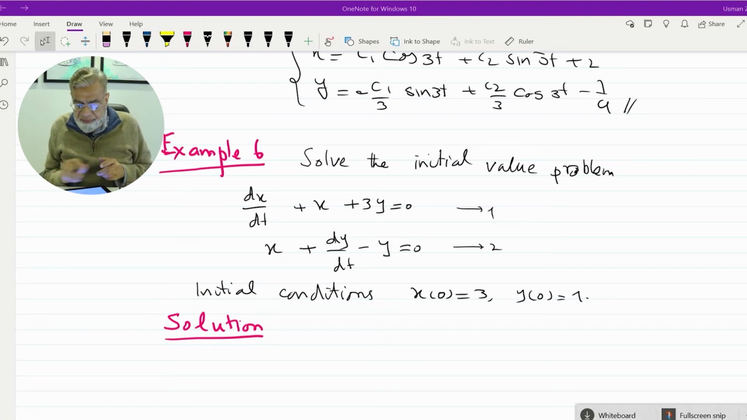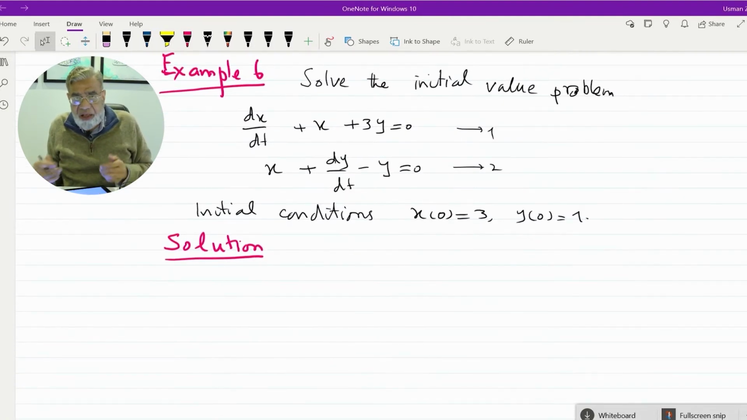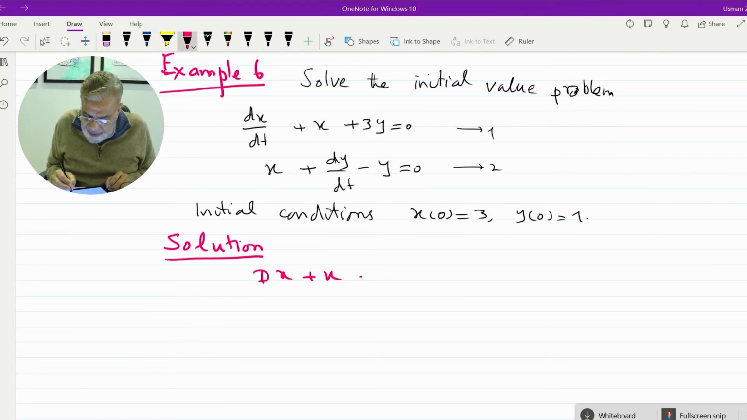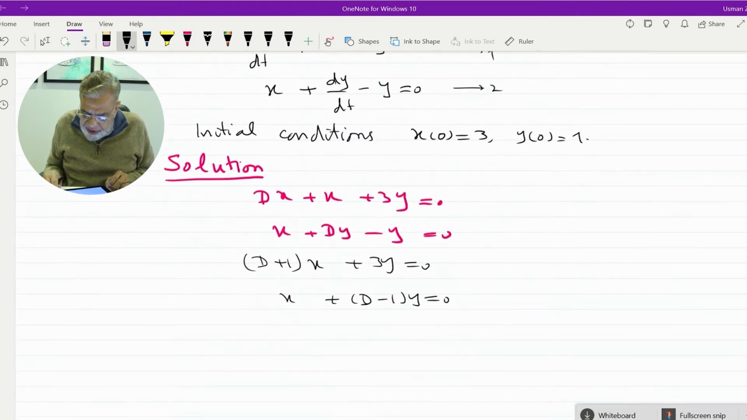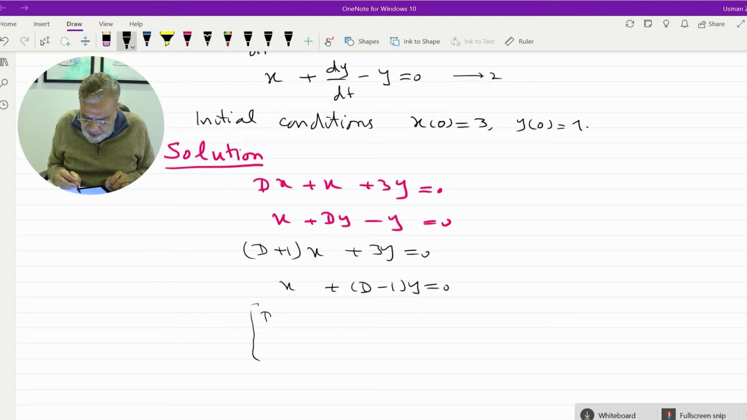So we are free. First we write the matrix form, then we write the equation for x, solve it and substitute. So here is the matrix form. We have dx by dt plus x plus 3y equal to 0. Then d by dt of y, I write as dy, minus y equal to 0. I simplify this and get (d plus 1) x plus 3y equal to 0, and x plus (d minus 1) y equal to 0. So my matrix form is a11, a12, a21, a22, times x, y, and my right hand side is 0, 0.